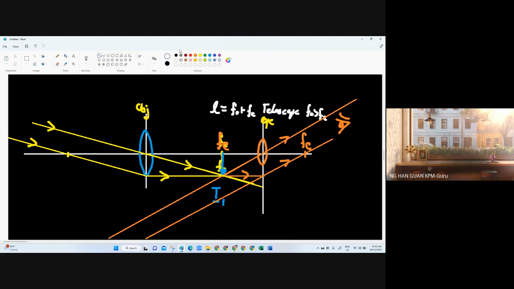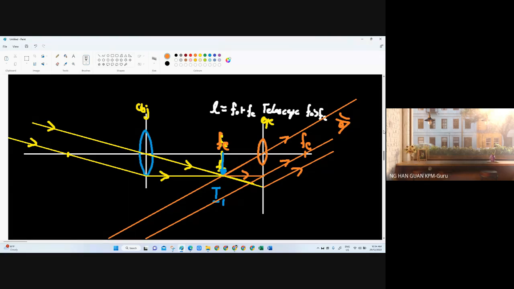So we just need to draw another one, parallel with the other ray, just like this. We don't need to care whether it goes to F or goes to the optic center. No, we just draw it parallel. So all parallelly enter the eyes. So this is what happens in a normal adjustment telescope.